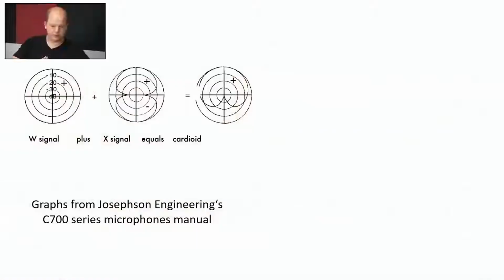Most of you probably know how a dual membrane microphone works. So I've prepared something for you. I used graphs from a very cool manual, actually, from Josephson's C700 series microphones. So basically this shows, for example, if you take an omnidirectional characteristic and you mix it with a figure-of-8 characteristic, you get a cardioid pattern. I think most of you will know this. If you now don't mix these two characteristics one-to-one, but in different ratios, you can basically do every characteristic we all know: cardioid, supercardioid, hypercardioid.